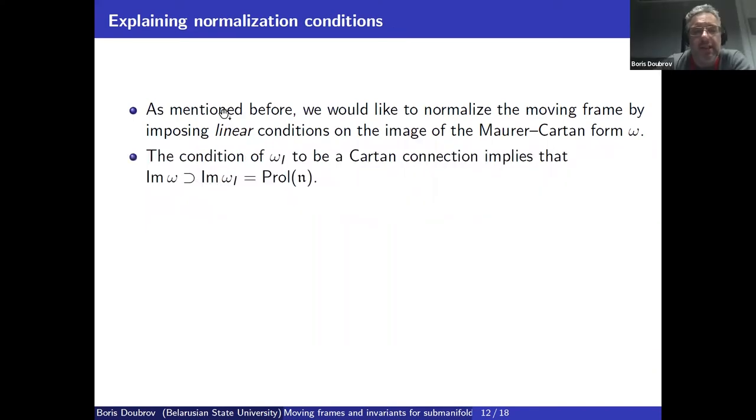So the very first condition says that omega one is a Cartan connection. And this says essentially the image of omega will always contain the image of omega one. And the image of omega one will be exactly prolongation of n. So we would assume that the image of omega contains prolongation of n, and we will consider everything modulo prolongation of n.